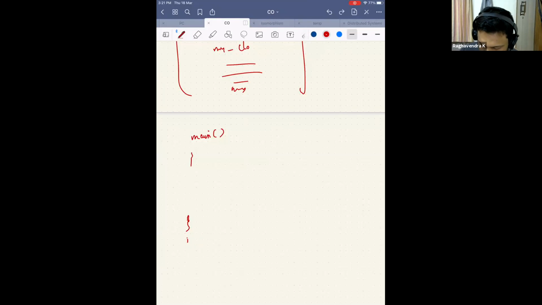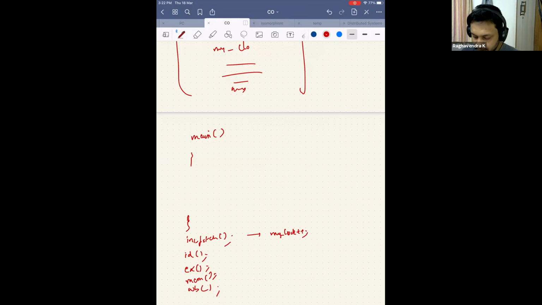Instruction decode is a function. Execute is a function. Memory is a function. And write back is a function. And after each function you are calling my clock plus plus. So in the main, I have some initialization. I will read the file, read all the instructions, maybe keep them in a buffer, and do all this.